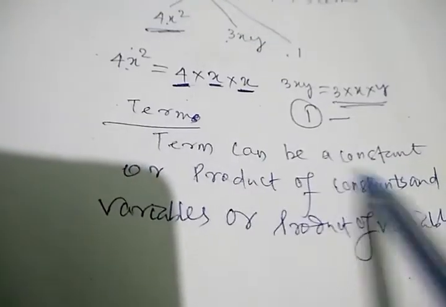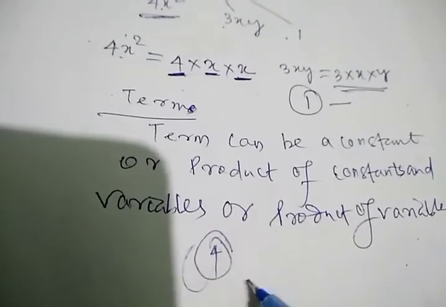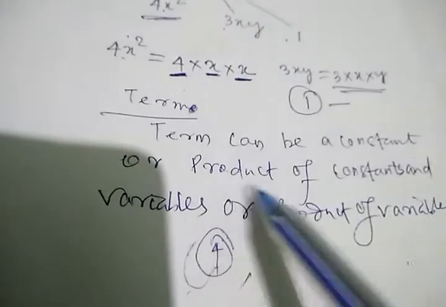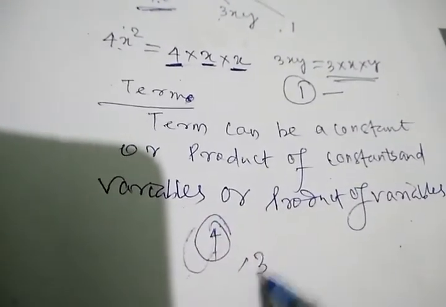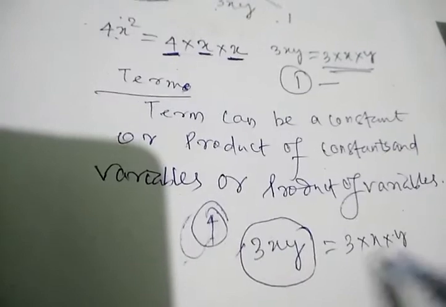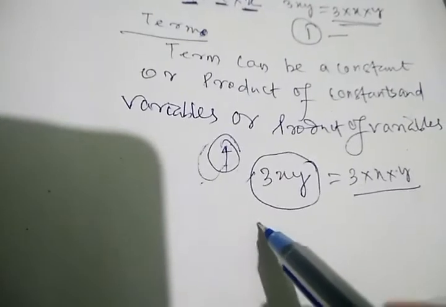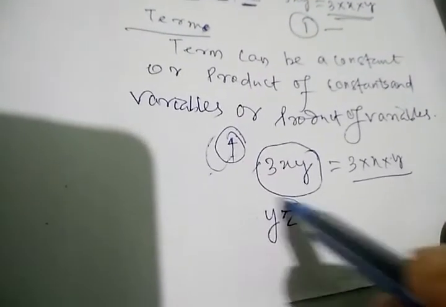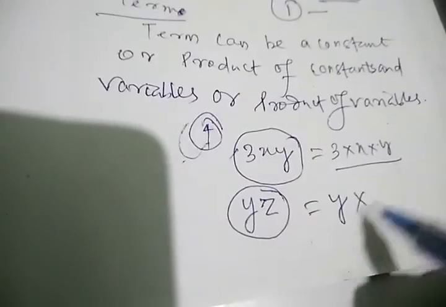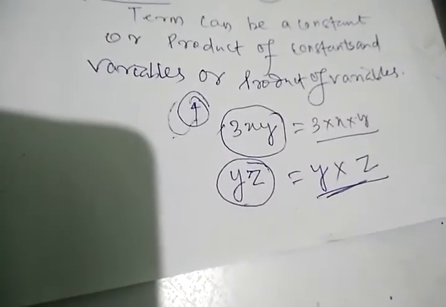Clear? Are you very clear? Please, the definition is very important. You see, a term can be a constant. Here, I just write 4. This is a term because it is a constant, or a product of constants and variables. You see 3xy, this is a term, but how? It is 3 into x into y. Next, a product of variables only: you see here y, z, this is also a term. How is it formed? Variable y and variable z are multiplied to form yz.